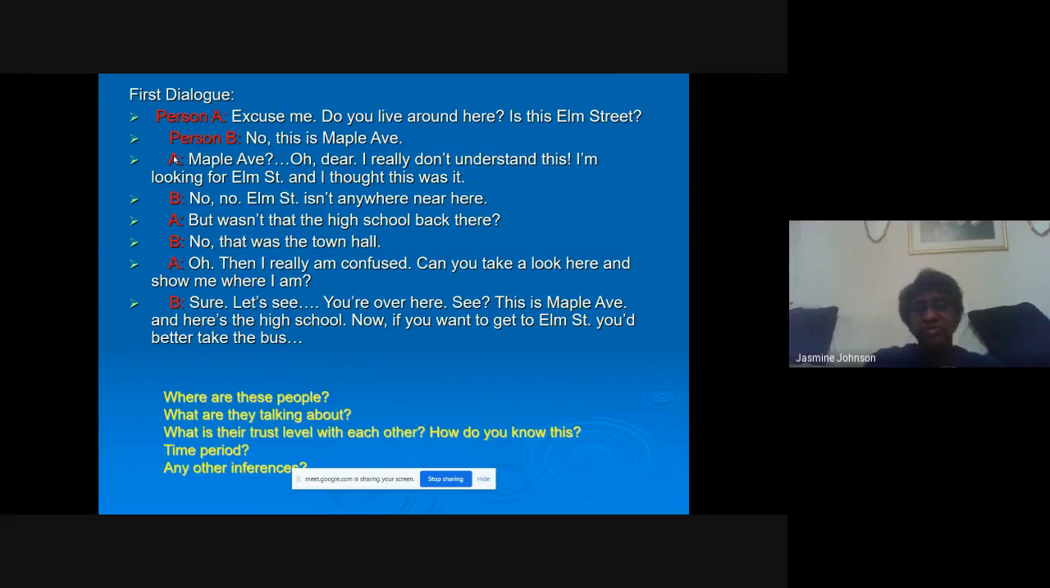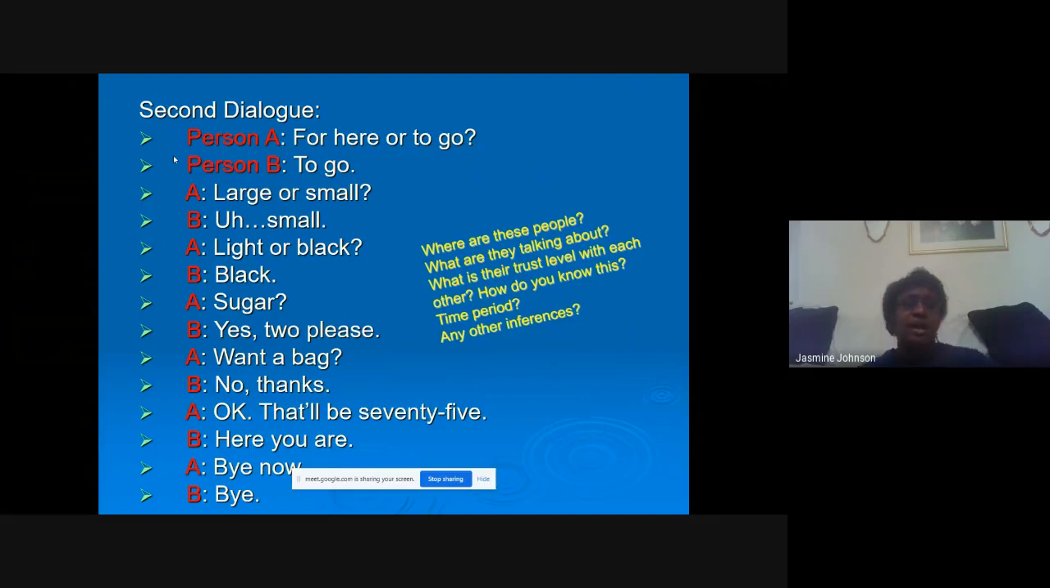So, right now, there are not a whole lot of other inferences we could make. If we had more information, maybe we could. But with what we have, we can figure out where they are, what they're talking about, and kind of how much they trust each other, and a little bit about the time period. So let's try our second dialogue.